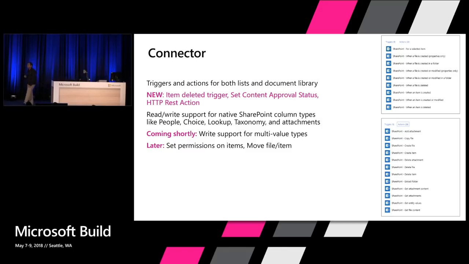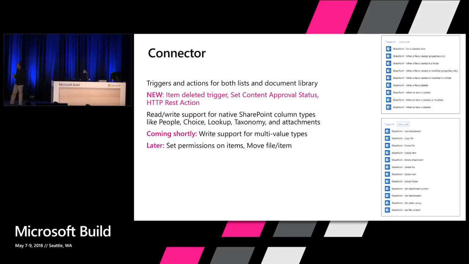And lastly, we also have an HTTP REST action. So if there's something that we don't support in the connector, you can use the HTTP REST action to go in and leverage any of the APIs that SharePoint offers in its REST API. For example, if you wanted to change the item permissions, you can do that right away.